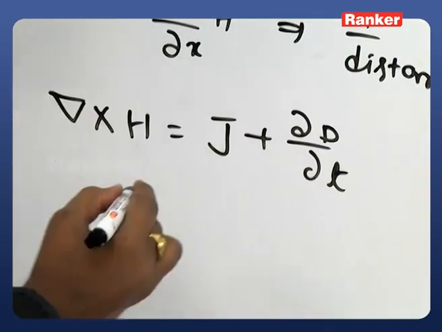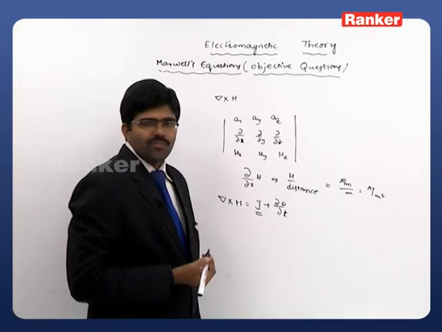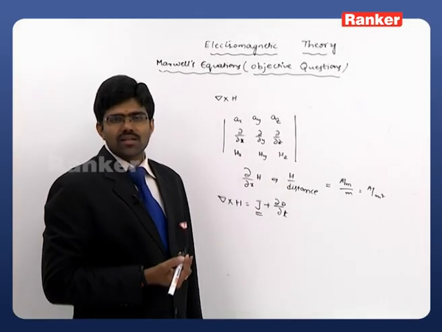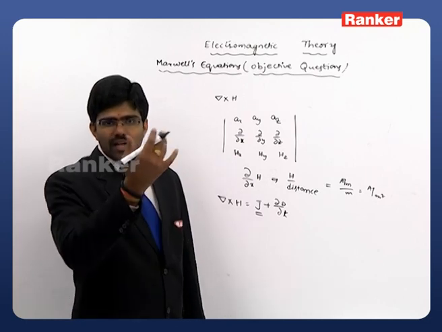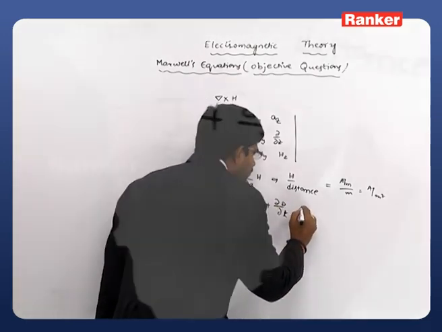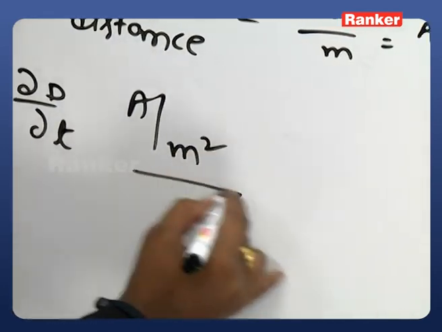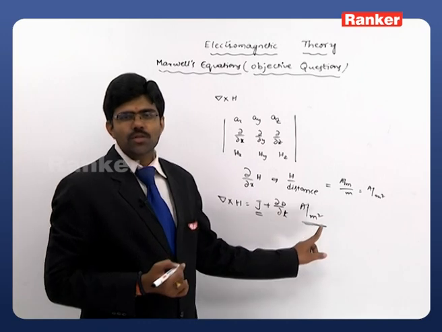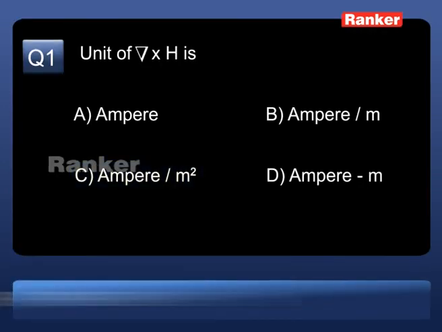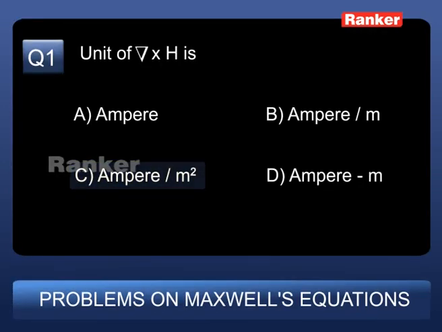So del cross H is equated to what? J. What is J? Current density. It is clearly the conduction current density. What are the units of current density? Current per area, that is simply ampere per meter square. The same we got, but if you follow this method, it is very easy to obtain the answer. So option C, ampere per meter square, is the right option. We are supposed to mark option C as the right answer.